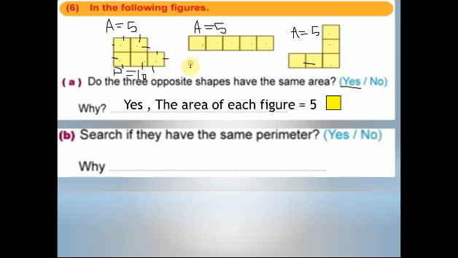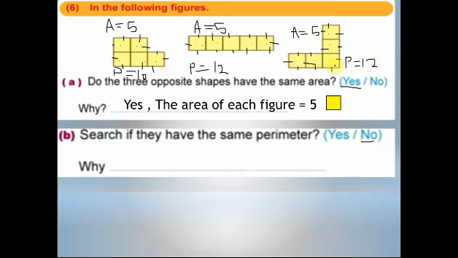What about here? The perimeter equals 1, 2, 3, up to 12. So the second one equals 12. What about the last one? 1, 2, 3, up to 12. So the perimeter for the last one equals 12.